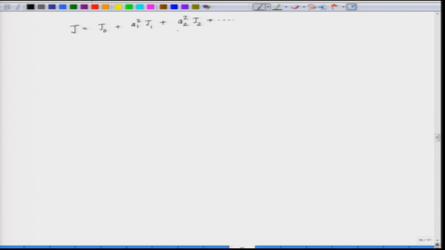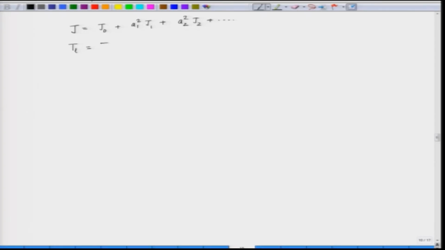A1, A2 etc. are the gear ratios, and similarly the equivalent load torque is equal to TL naught plus A1 TL1 by eta 1, where eta 1 is the efficiency of gear 1, plus A2 into TL2 by eta 2, where eta 2 is the efficiency of gear 2, and so on. So, we have already seen here how we can derive the equivalent moment of inertia and equivalent load torque when the motor is coupled with a load through a gear.